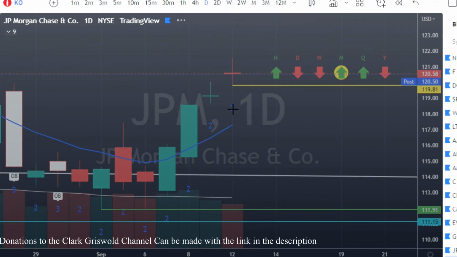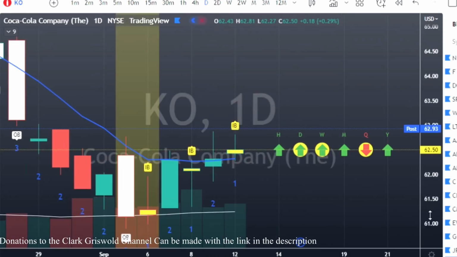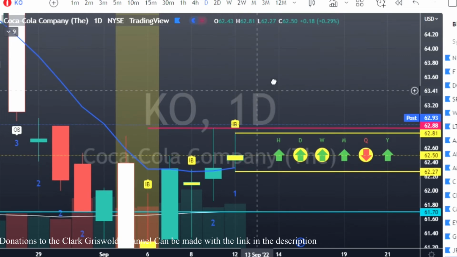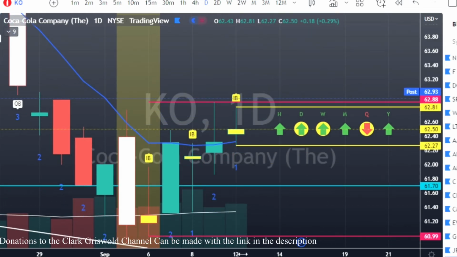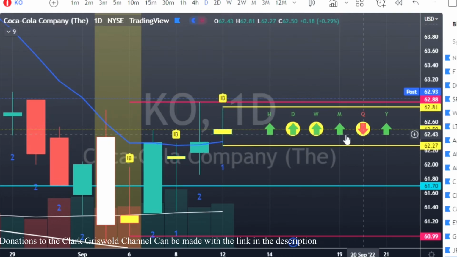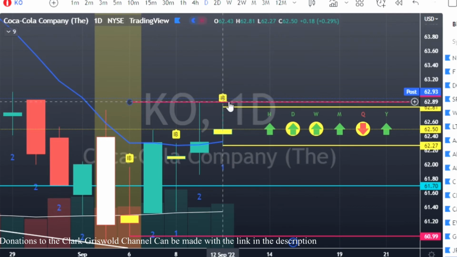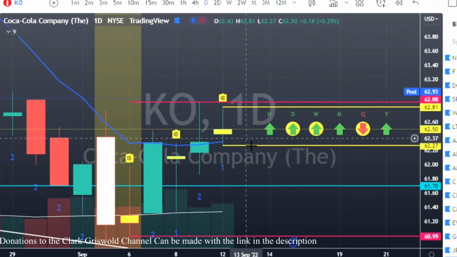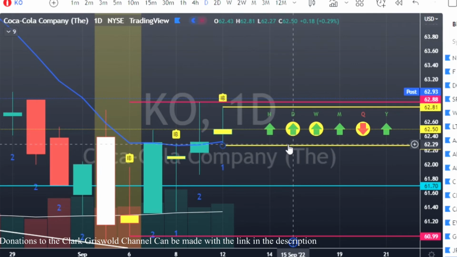KO, Coca-Cola, inside bar. Okay. Top 5 is reserved for the Griswold Gold members, but I will give you guys this one. Inside bar, Coca-Cola, time frame continuity to the upside. We're looking to go 2-up on the week here. It just makes sense. Okay. So this is a play that I would be watching very closely tomorrow or on Tuesday if I were you guys. That's a freebie for you guys, okay?